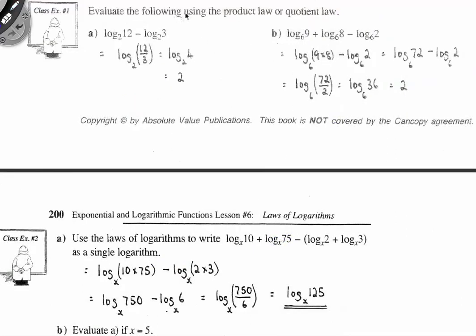So example 1, evaluate the following using the product or quotient law. Notice we have 2 logs and they're being subtracted. They're both the same base, so we can actually use the quotient law, and so we can really write a single log with 12 divided by 3. 12 divided by 3 is 4.